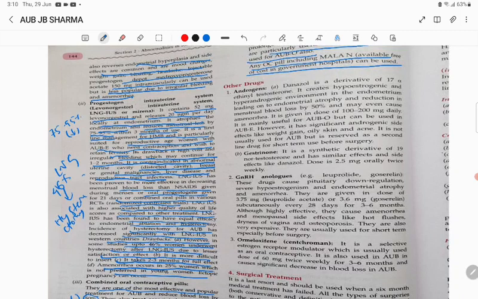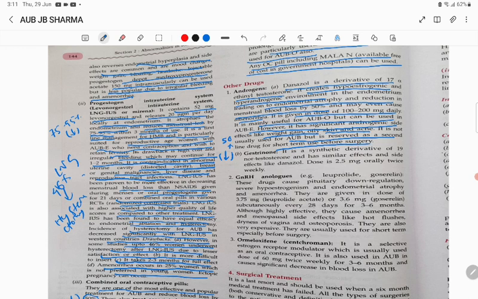Other drugs include androgens, GnRH analogs, or mifepristone. Danazol is a derivative of 17-alpha ethinyl testosterone. It creates a hypoestrogenic, hyperandrogenic environment in the endometrium, leading to endometrial atrophy and a reduction in menstrual blood loss by 50%. It may even give amenorrhea. It is given in a dose of 100 to 200 mg daily. It is mainly used for AUBA but can be used in AUBE. However, it has significant androgenic side effects: weight gain, oily skin, and acne. It is not usually used in AUB but is reserved as a second line drug for short-term use, preferring surgery.